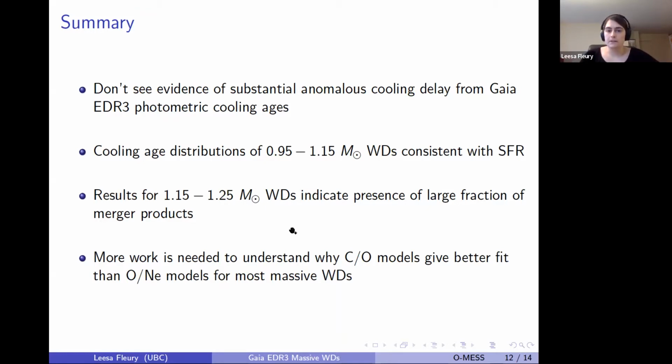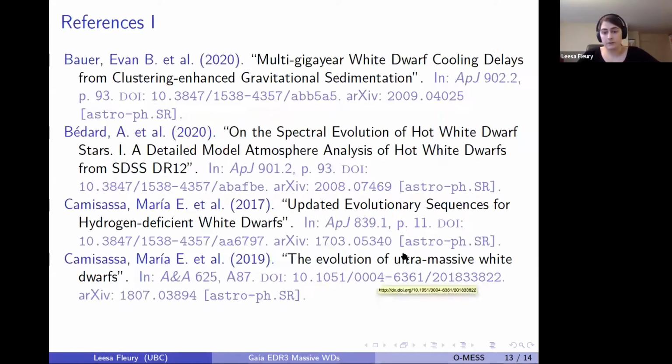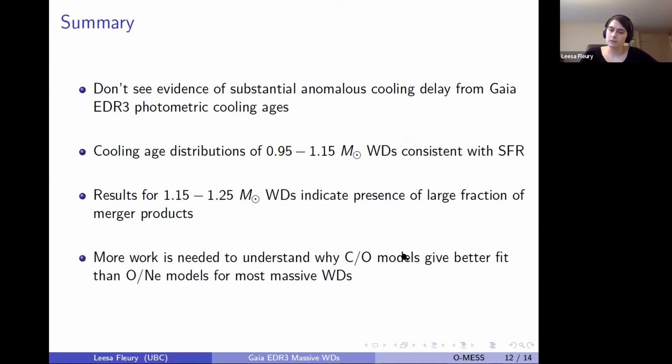Now, the fact that the carbon oxygen core models gave the best fit might bother some people, because it is thought that oxygen neon core models are more accurate in this case, but there has been work in the literature showing how carbon oxygen core white dwarfs in this mass range can be produced. So I think just more work is needed to understand what's going on there.